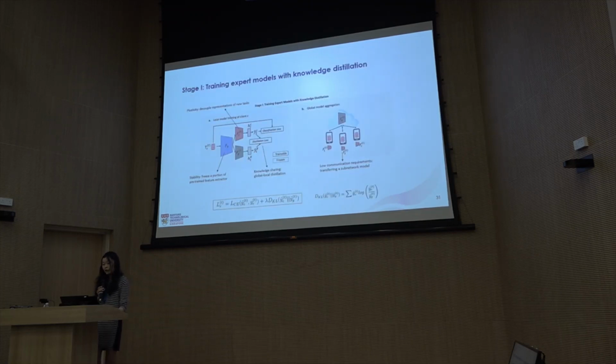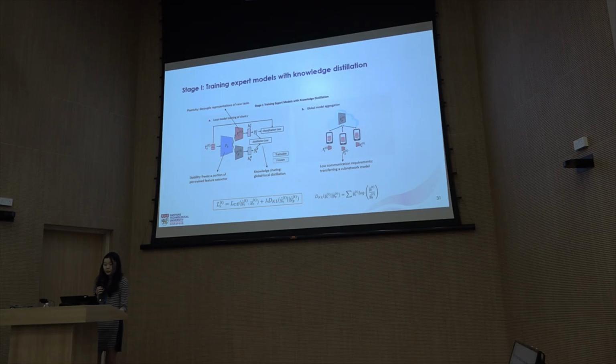So the first stage is to train expert models with knowledge distillation. In order to address catastrophic forgetting, we first obtain the pre-trained FL model and freeze a portion of the feature extractor. And for every new incremental task, we create a new branch to learn task-specific features to decouple the representations of each incremental task. Each client then performs local training for a certain number of epochs, and then it sends its subnetwork to the server for aggregation. And in the next global round, this aggregated model is sent to each client and used to distill knowledge to the clients to construct a more effective feature representation.